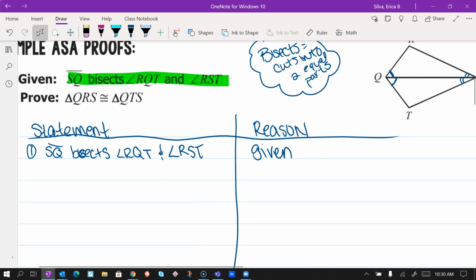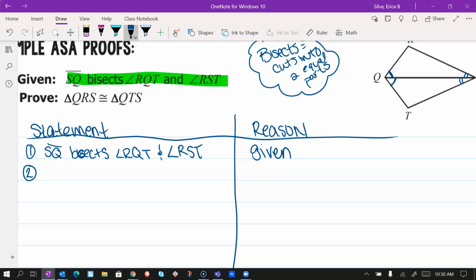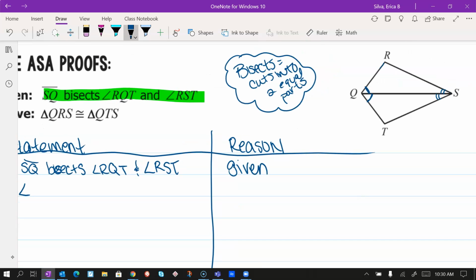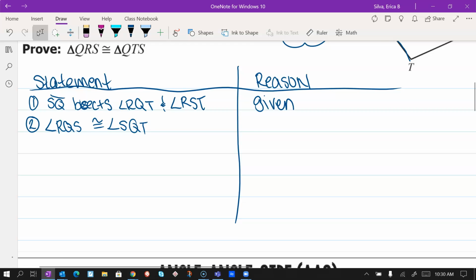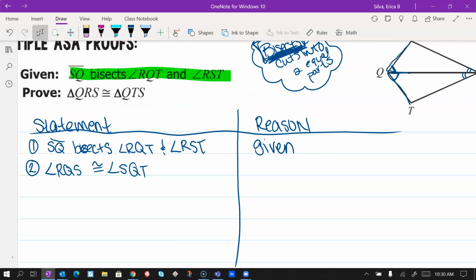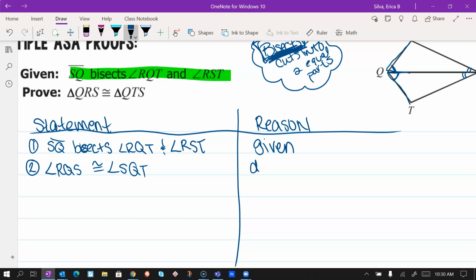All right, so let's go ahead and write those things down, where we can say that angle RQS is congruent to angle SQT. Grab that paper. And how do we know they're congruent? What definition are we using to determine that those two angles are congruent? Because they're bisecting, right? And bisecting means that it's going to cut that angle into two equal parts. So because of the definition of bisector, we can say that those two angles are congruent.